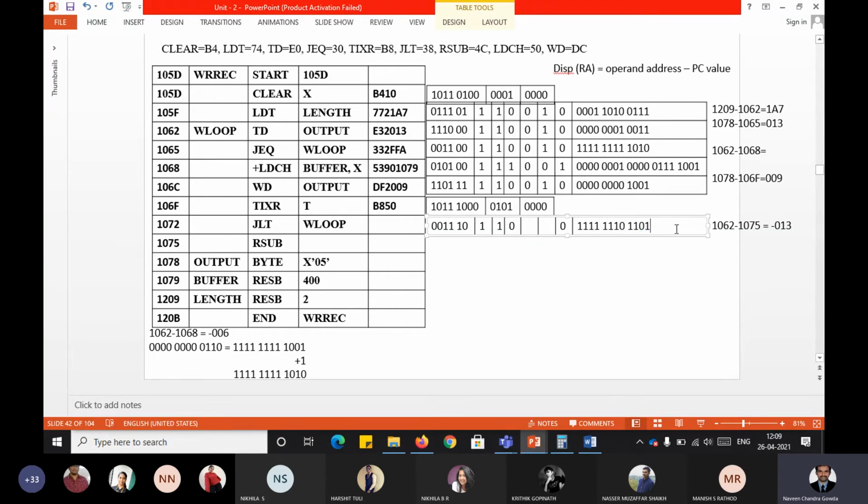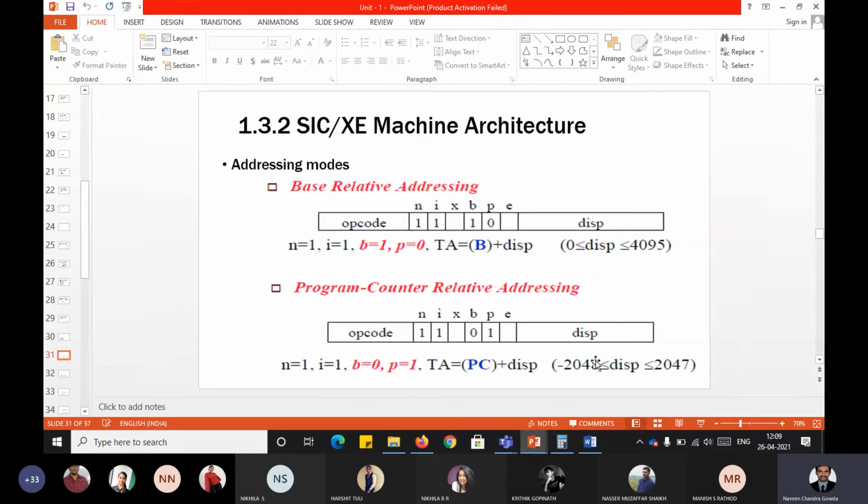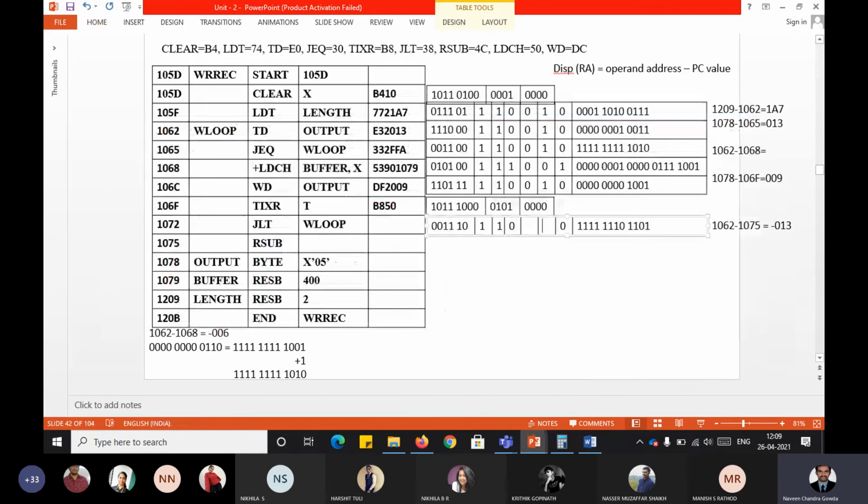So again, as usual, even though you are getting minus 13, it is not less than minus 2048. So it is still PC relative. P is 1, B is 0. What is the object code you got? It is 3 and 1011, it is B, 2 and FED. That's the object code for JLT loop.